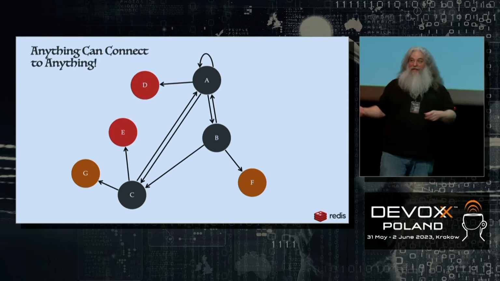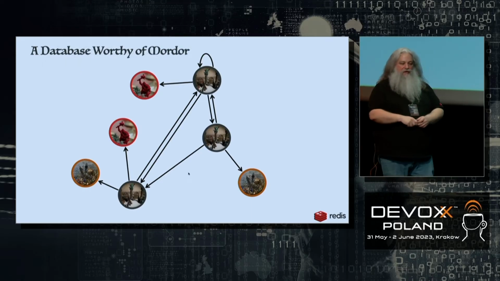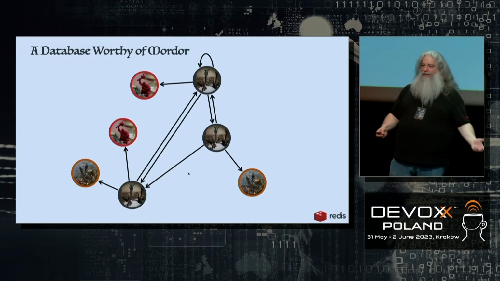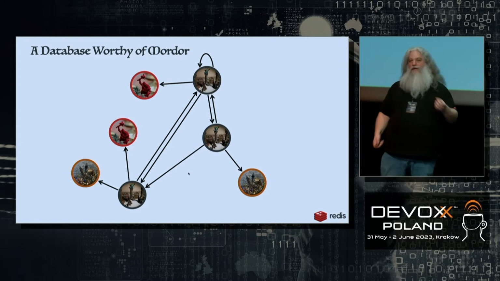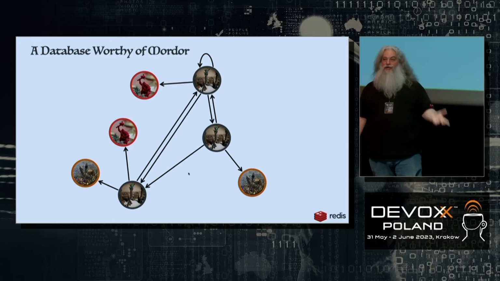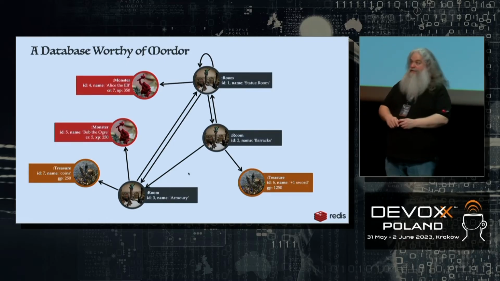A graph database, then, is when you take this structure and you lay data over top of it. These nodes don't represent just the letters. They're not just there. They represent things. So they represent the rooms and the monsters and the treasure in our dungeon. And we can attach data and labels to them to make that so.